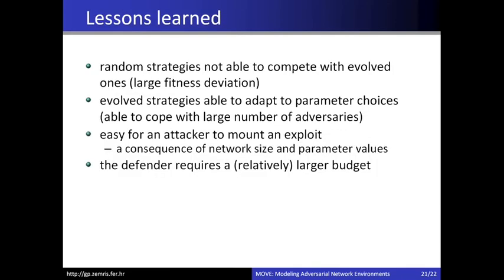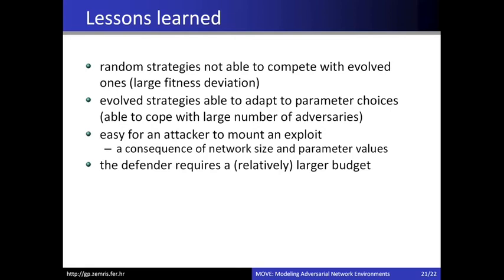What can be observed from the simulation is that random strategies are not able to compete with the evolved ones, which is seen from the large fitness deviations. On the other hand, the evolved strategies are able to adapt to different parameter choices, say different sizes of the network or different numbers of adversaries. And based on our results, it's relatively easy for an attacker to mount at least one exploit. So the defender should require a relatively larger budget for this to be amended. But of course, in our simulations, we just chose one set of parameters, which may or may not be relevant for a specific kind of network.